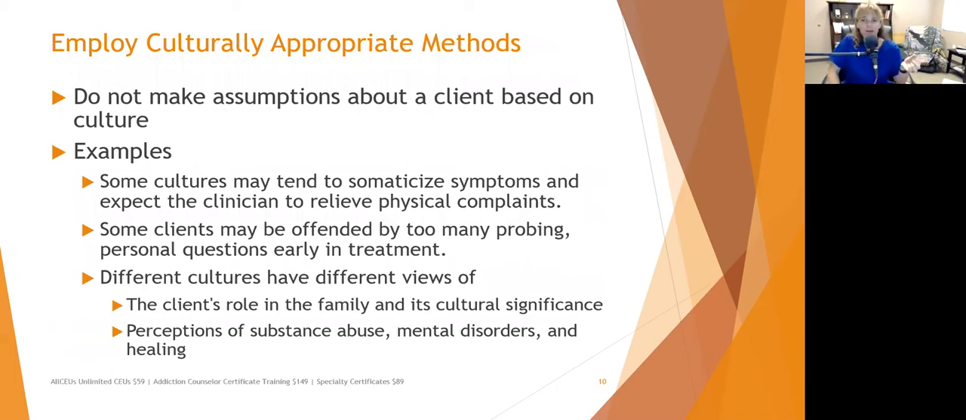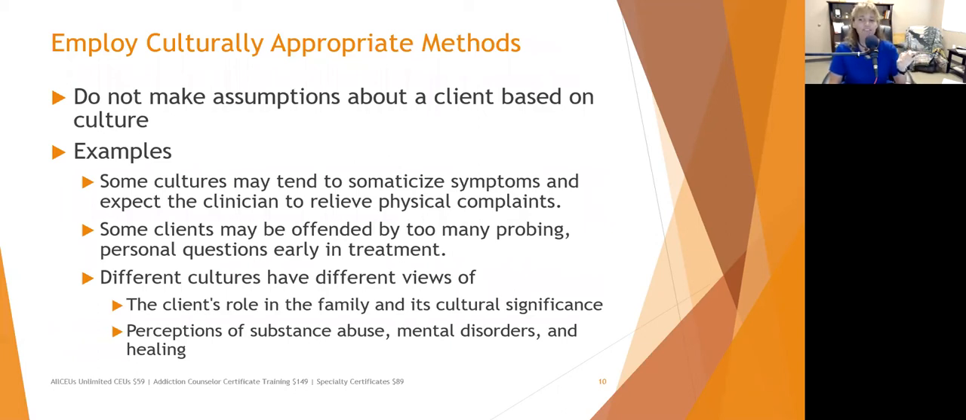In treatment, some cultures may tend to somaticize symptoms, which means make them physical, and expect the clinician to relieve these physical complaints. Some clients may be offended by too many probing or personal questions, especially early in treatment. Older people can get very offended, as well as people from other ethnic cultures, etc.